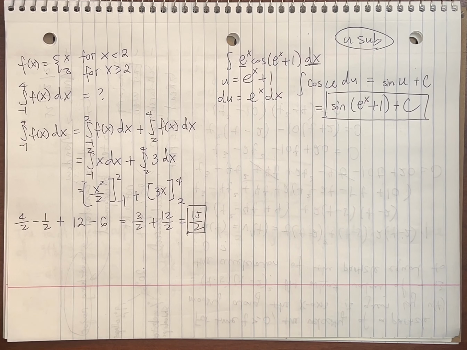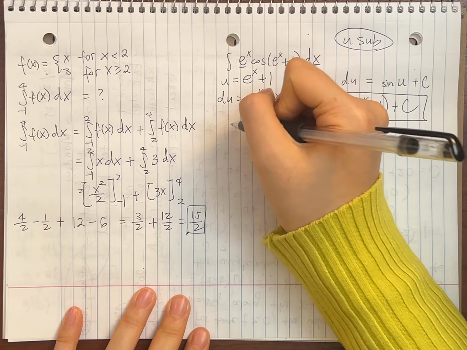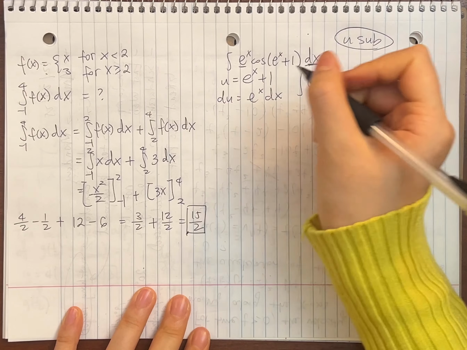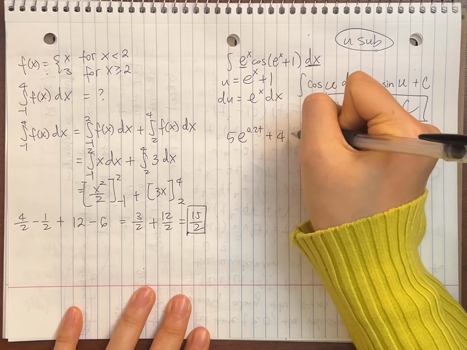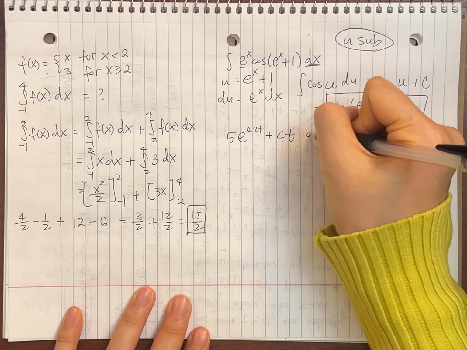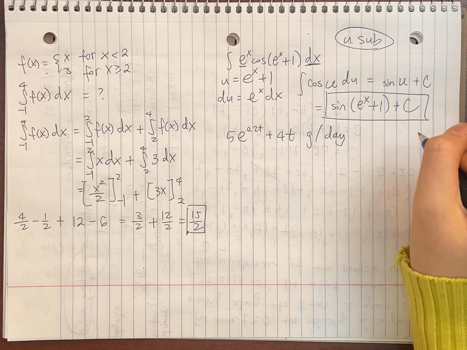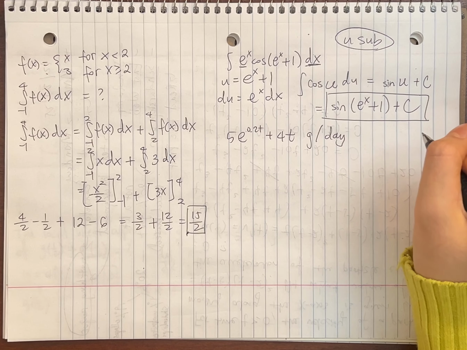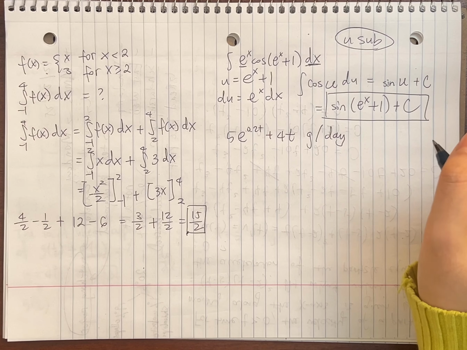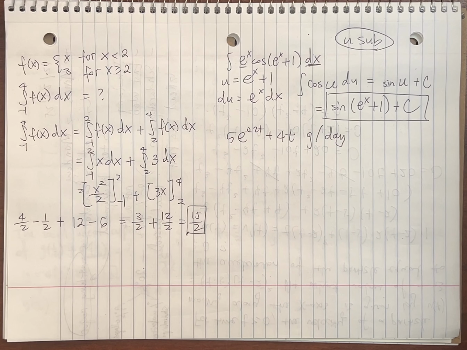Good. Let's keep going. Okay, so at time t, a population of bacteria grows at the rate of 5e to the 0.2t plus 4t grams per day, where t is measured in days. By how many grams has the population grown from time t equals 0 days to t equals 10 days?